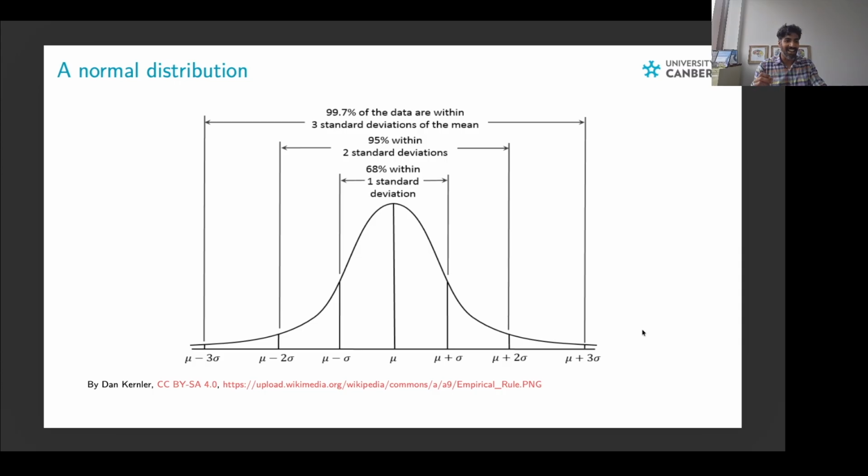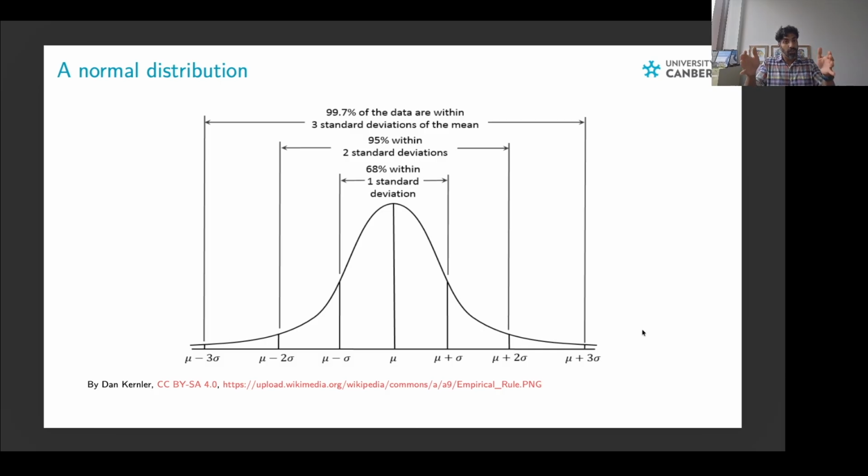Not a very catchy name, it doesn't flow off the tongue, but it's probably one of the most powerful rules in statistics that you can use to understand data. What this rule states is that in a normally distributed data set or variable, 68% of the data fits within one standard deviation of the mean. So if you take the mean of the data and take one standard deviation of it, 68% of the data should fit within there.